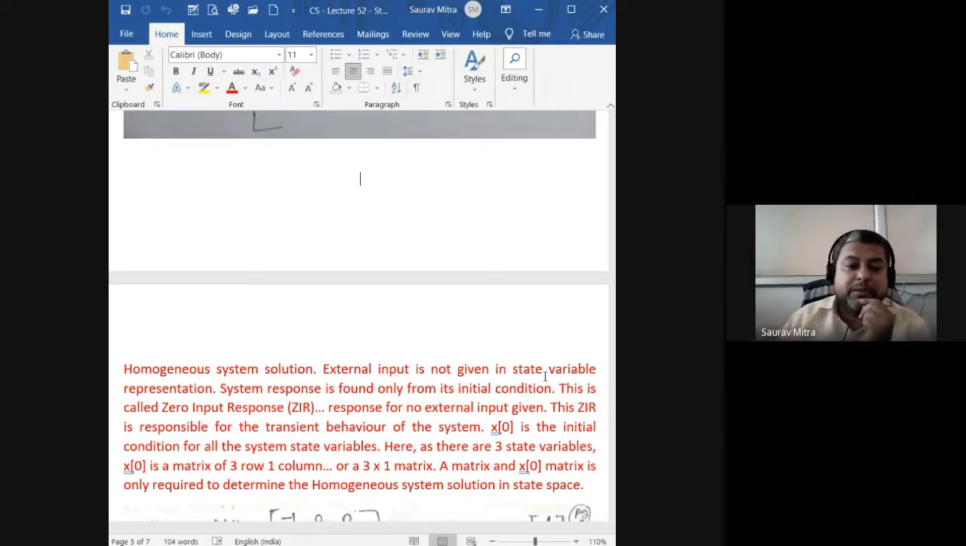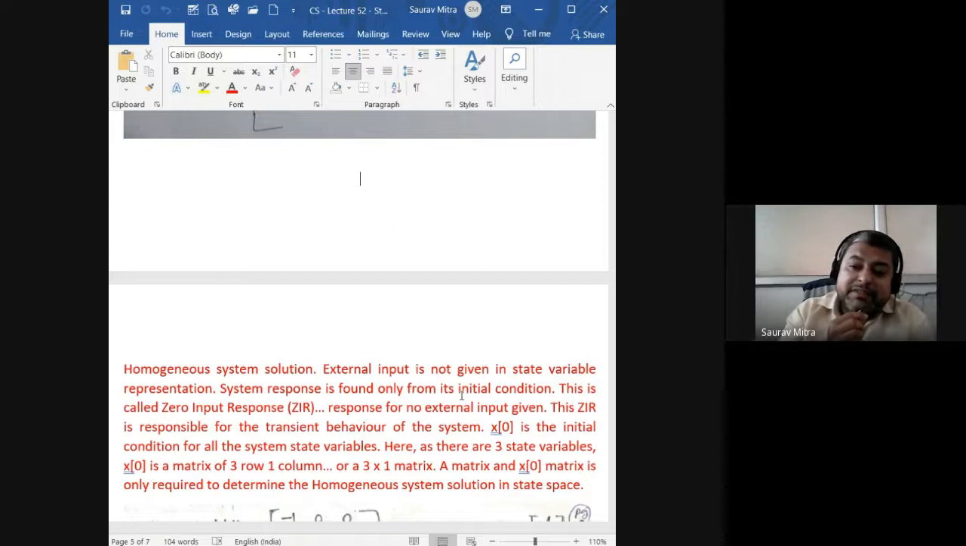That's all. You have to stop there. So for the homogeneous system solution, external input is not given. That means u t is not there in the state variable representation. So system response is found only for its initial condition. This is called the zero input response. I'm sure you have done zero input response and zero state response in signals and systems.